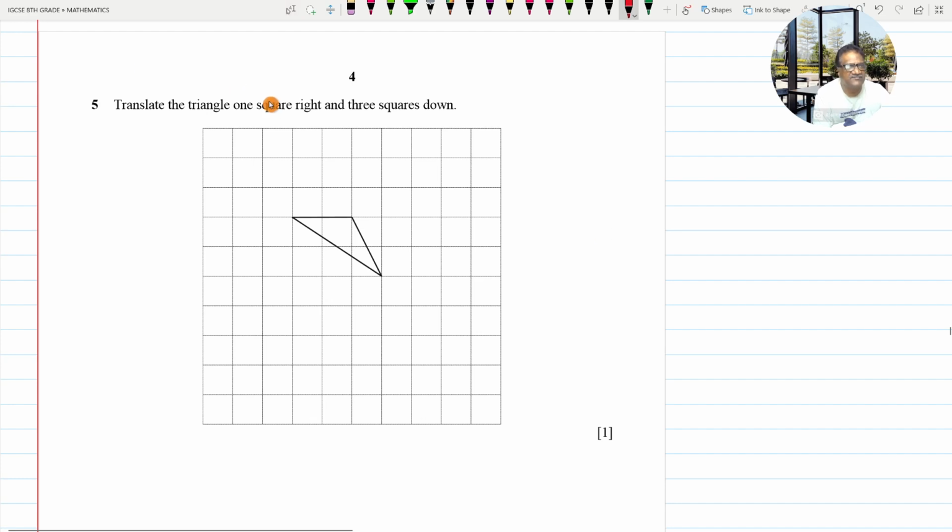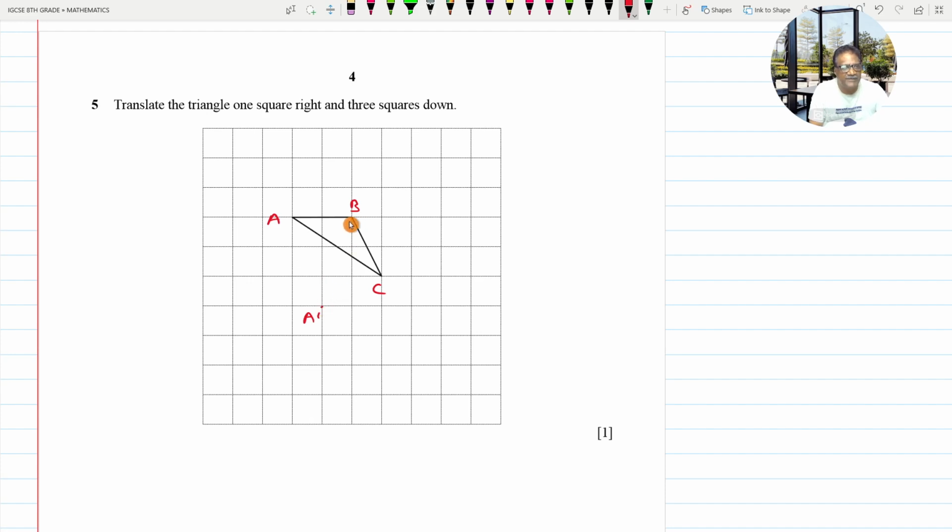Now moving on to question number 5. Translate the triangle 1 square right and 3 squares down. So suppose this triangle is A, B, C. Now I want to translate this triangle 1 square right and 3 squares down. First I'll take this A, 1 square right and 3 squares down: 1, 2 and 3. So this should be my A dash. This is the image of A after translation of 1 square to the right and 3 squares down.